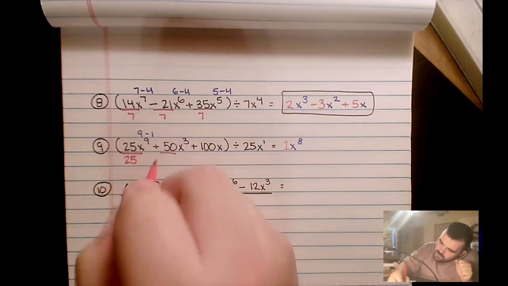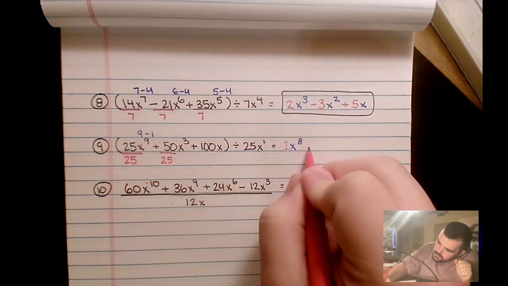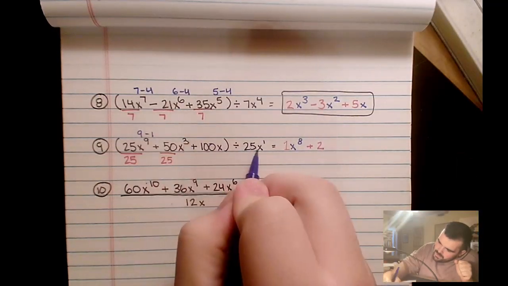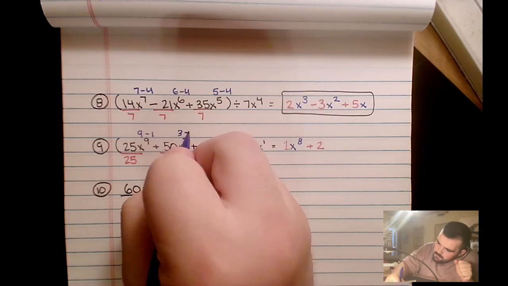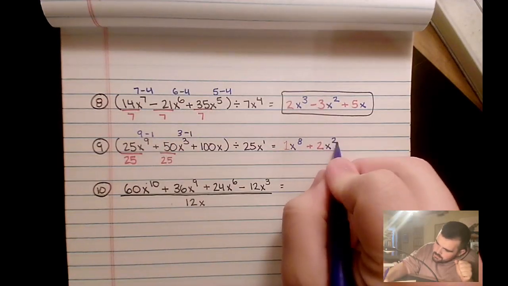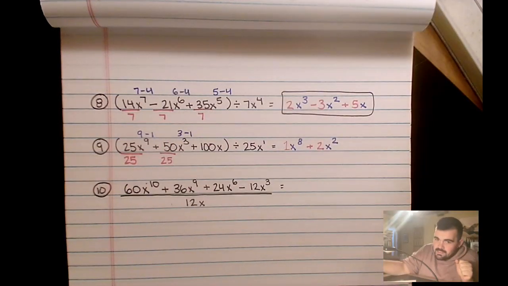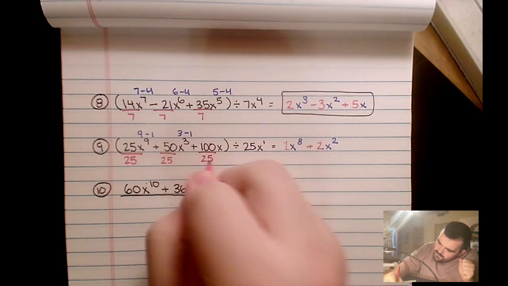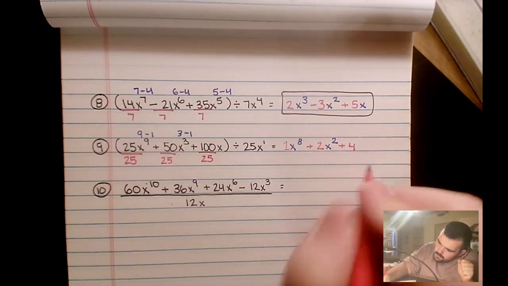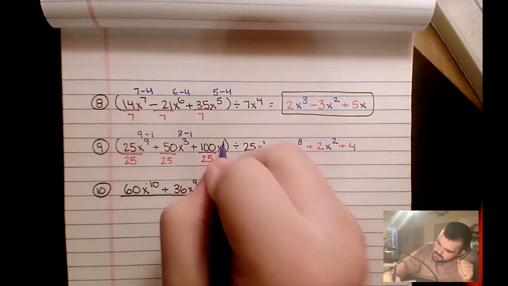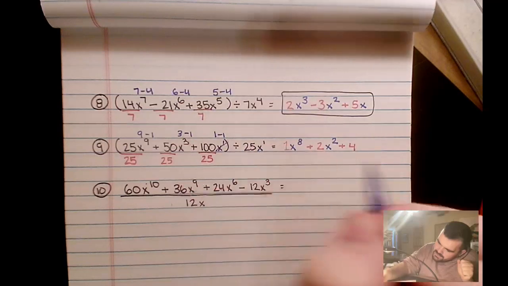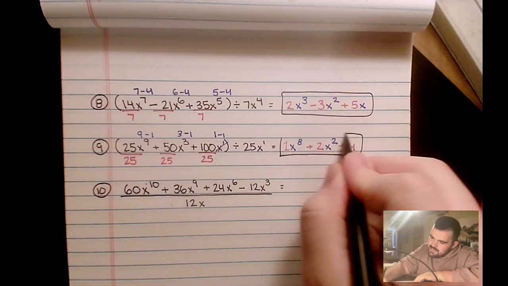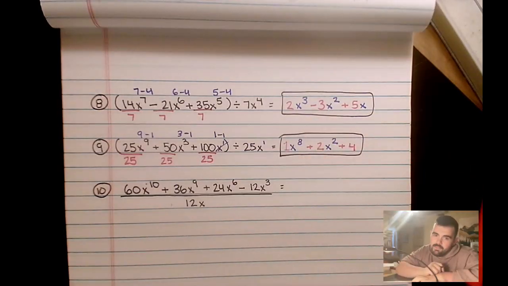Then, 50 divided by 25 is 2. And then x to the 3rd divided by x to the 1st, 3 minus 1 is 2. So we've got x to the 8th plus 2x squared so far. 100 divided by 25 is 4. x to the 1st, 1 minus 1 is 0, so that's going to cancel out. And our final answer is x to the 8th plus 2x squared plus 4.